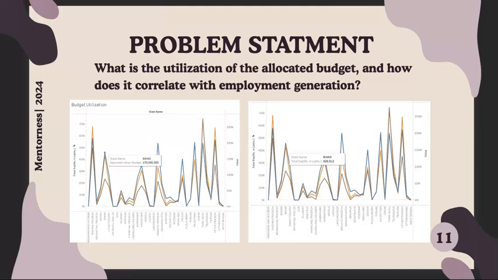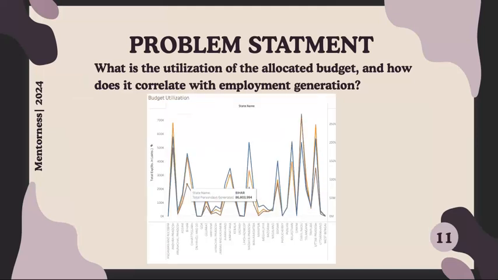The third problem statement is about the utilization of the allocated budget and how it helps in employment generation. So here we have taken another example, the state Bihar. Then we have the approved budget, and in the second picture we have the total expenditure. And in the next slide, for the same state, we can see the total employment generation, that is the SC, ST, women's person days, which have been combined all together.